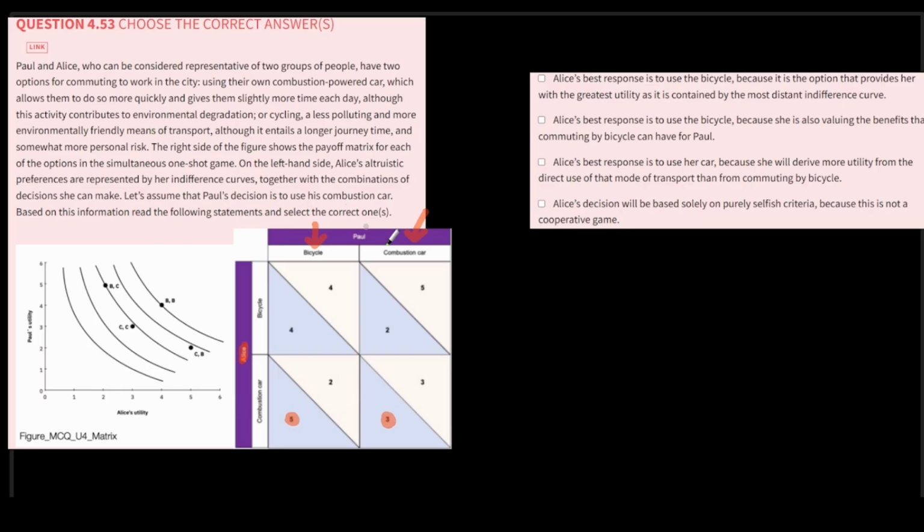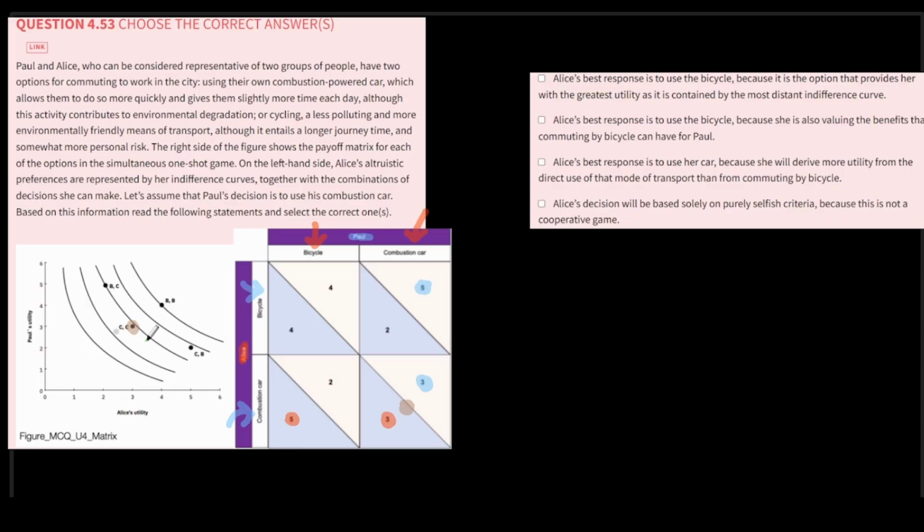Again, while we said Paul will always choose the car, let's actually work out Paul's best responses. We'll do blue for that. If Alice cycles, what is Paul's best response? Either 4 or 5. 5 for driving is better for Paul, so that's what Paul chooses. And then if Alice chooses the combustion car, what's best, 2 or 3? Again, 3. Paul also has a dominant strategy to always drive, and we get our Nash equilibrium of 3, 3 of car. That is on our graph right there.